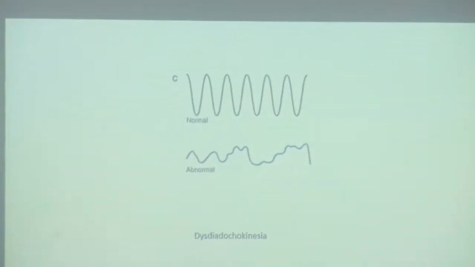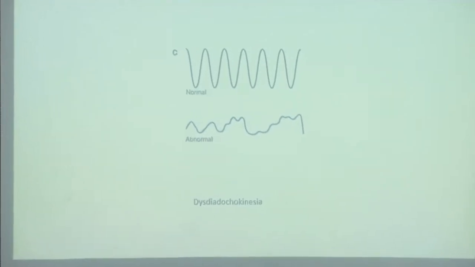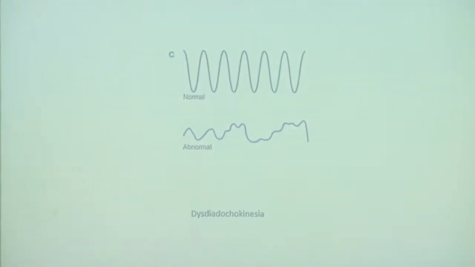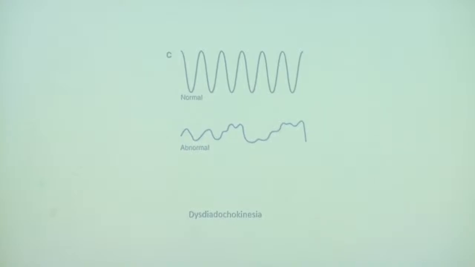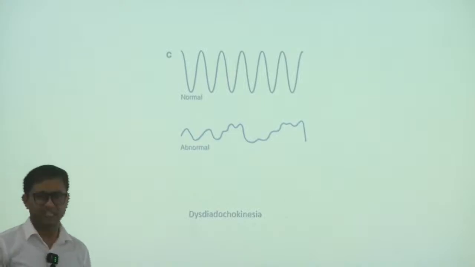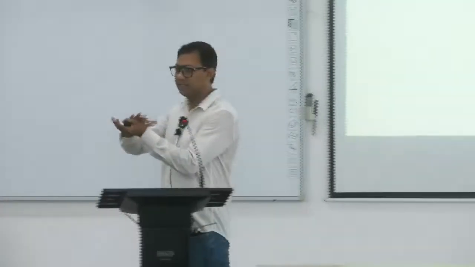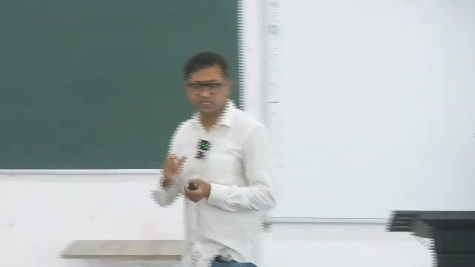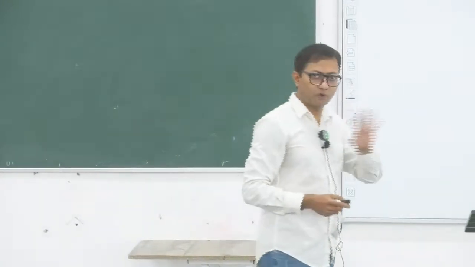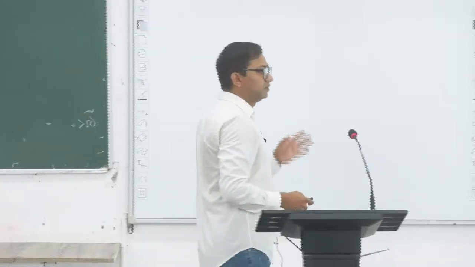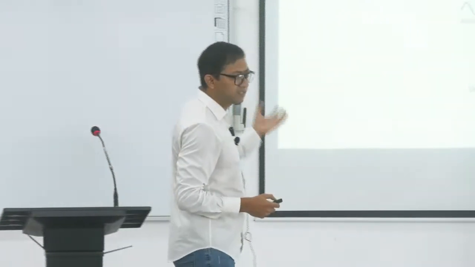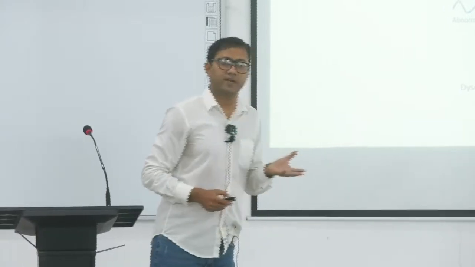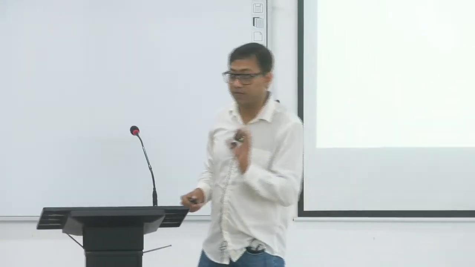Next point, dysdiadochokinesia. All of you know, you have gone through it during the examination of motor system, under the heading abnormal movement or coordination of movement, right? So inability to perform rapid and alternate movement. You can test this by finger nose test, by heel shin test, so there are multiple forms of testing whether there is any dysdiadochokinesia or not. Dysdiadochokinesia is defined as inability to perform rapid and alternate movement, right?